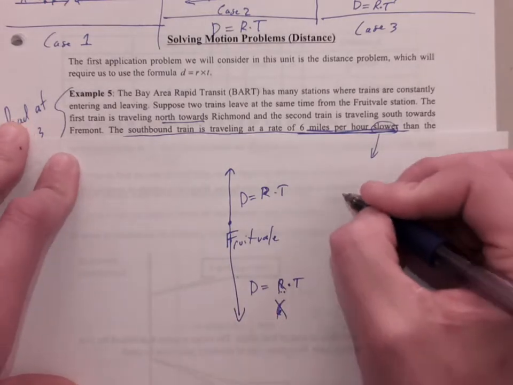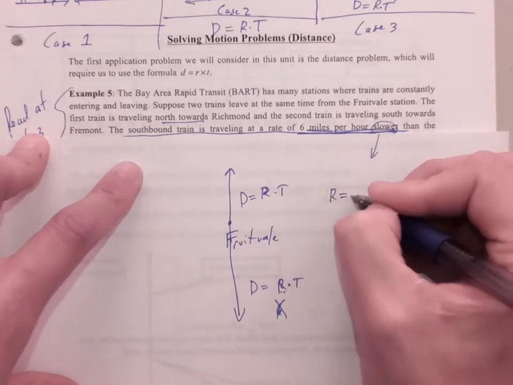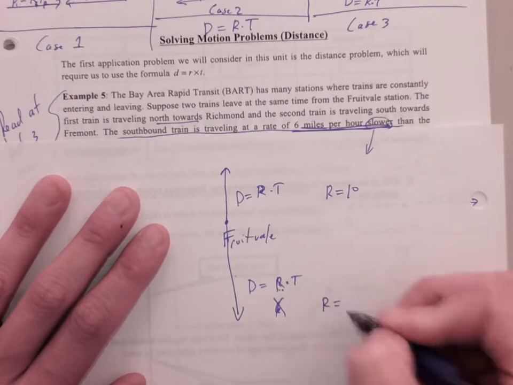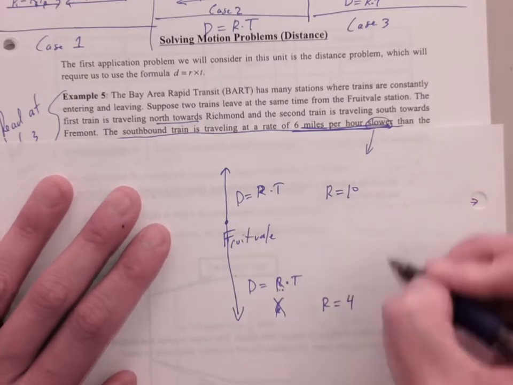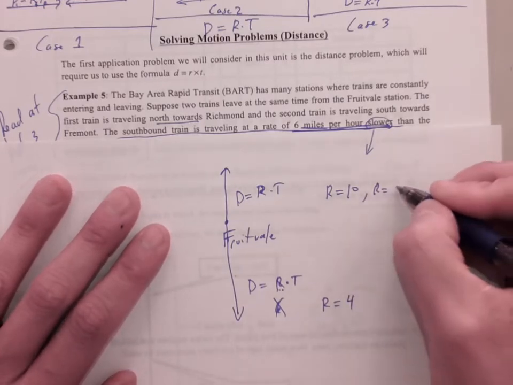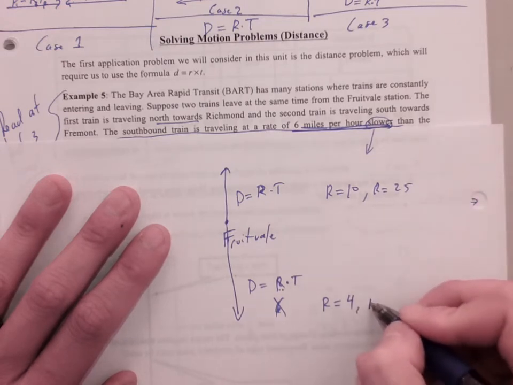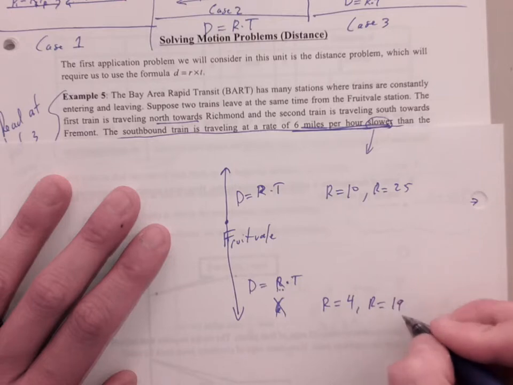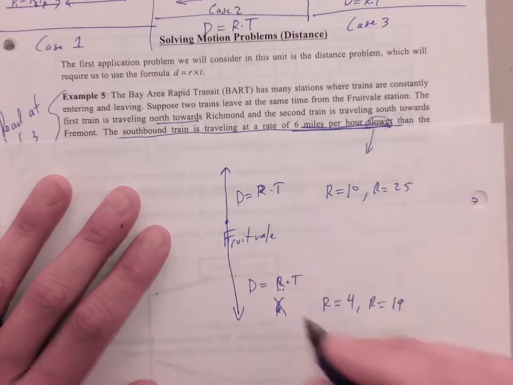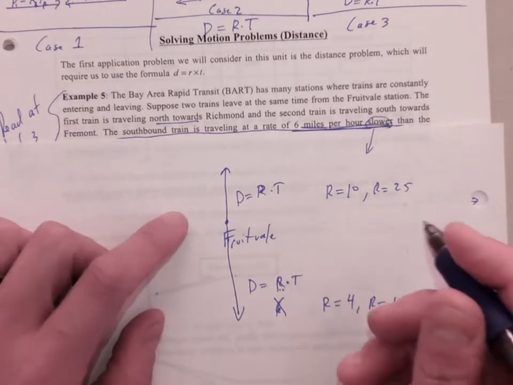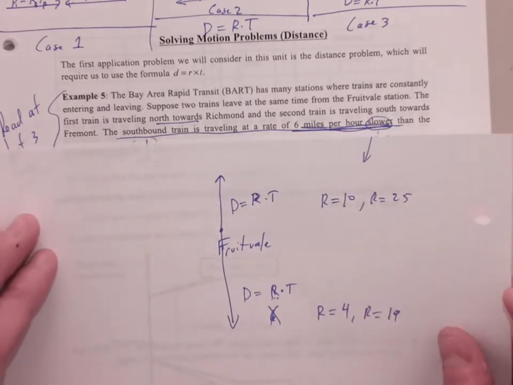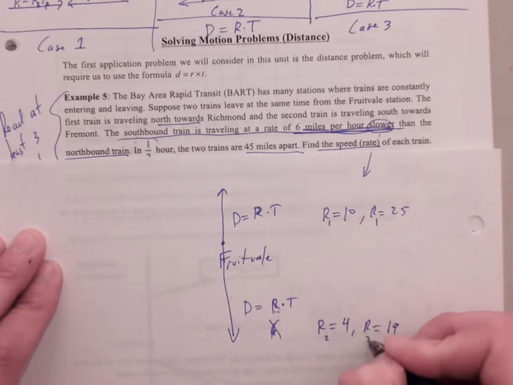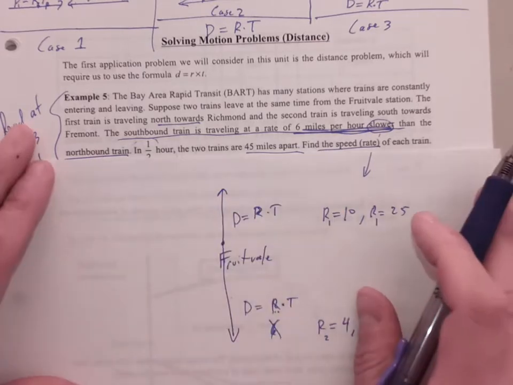For example, let's say this train's rate is 10. This one would have to be 6 less, so that would be 4. Let's say this one's rate was 25. Then this rate would have to be 6 less, so it's 19. Whatever it is, it's less than that. We don't know what it is. We call this R1 and that R2 over here, but we'll get to that later.